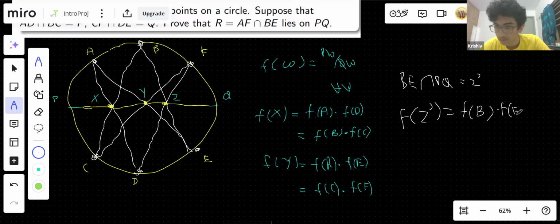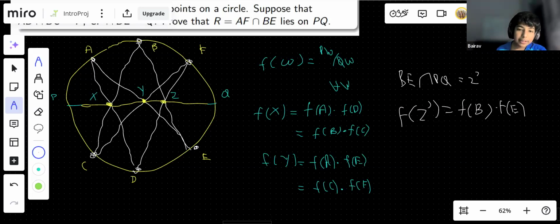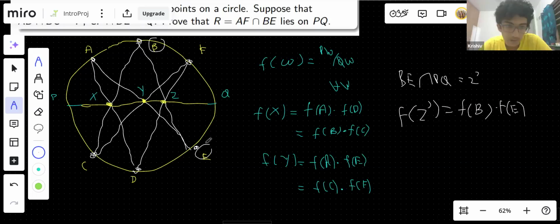Now I guess we just prove that f of b times f of e is equal to f of f times f of d by using the already existing equivalences. We want to show that these are equal. Why will we be done if they're equal? Because Z dash is collinear with BE and PQ, and if f of f times f of d is equal to f of z, then we'll be done.